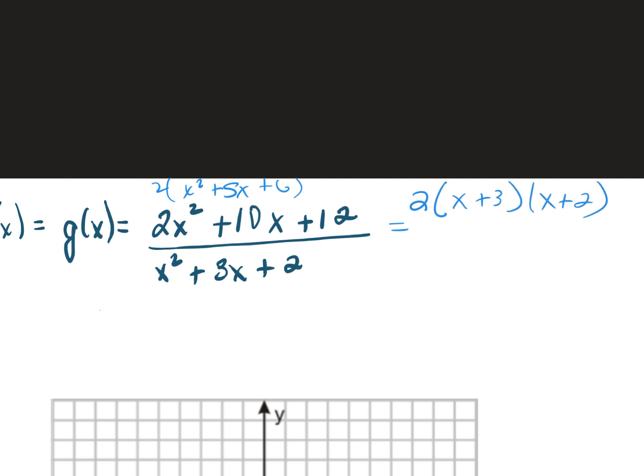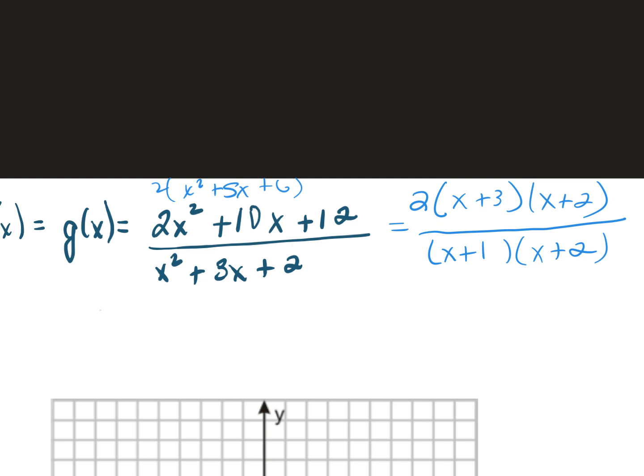Yes? Okay. And then in the bottom, when we factor, what are the factors of positive 2 that multiply to give me 2 but add to give me 3? X plus 1 and x plus 2. All right, so now that we have factored, we can find asymptotes and all that stuff, but what do you guys notice? There's a hole. There's an x plus 2 and an x plus 2 on the top and the bottom.